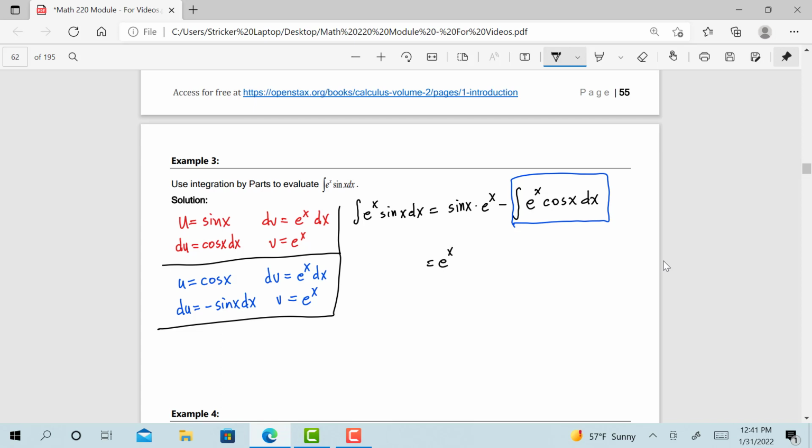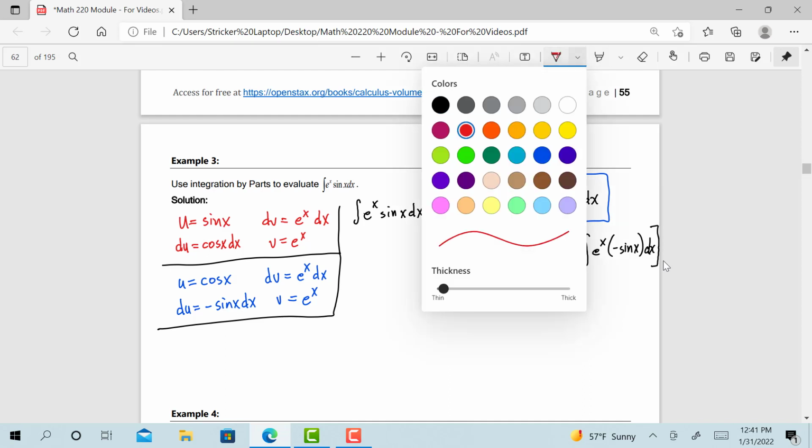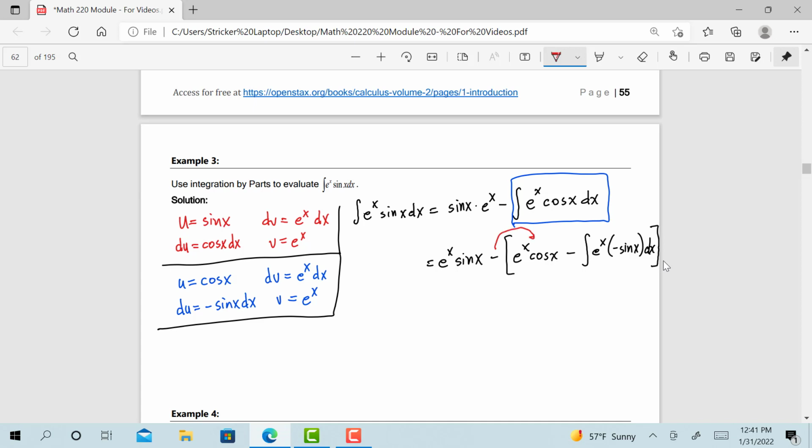we have e to the x sine x minus, and then this is our second integration by parts iteration. So again, we have u times v. u times v is going to be e to the x cosine x minus the integral of v du. So minus e to the x times negative sine x dx. All right. So before we go any further, I just want to clean this up a little bit. Let's go ahead and distribute our negative sign in.